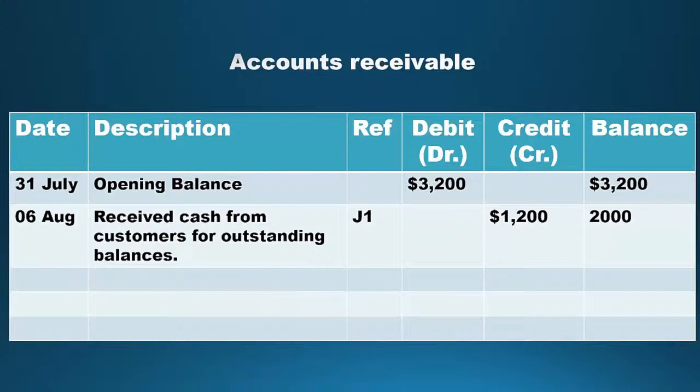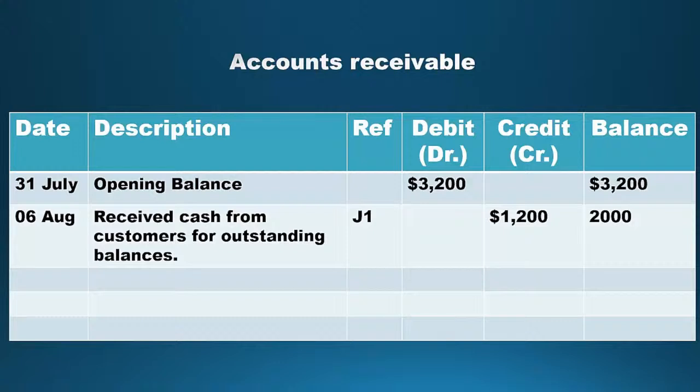Accounts receivable ledger. 1. Date, write the date, August 6. The date ensures we can trace back when the transaction happened. 2. Narrative. Add the narrative, received cash from customers for outstanding balances. The narrative here is the same as in the cash ledger, reflecting the same transaction, but from the perspective of accounts receivable. 3. Reference. Include the journal reference, J1. This links back to the journal entry, keeping our records consistent and easy to trace.